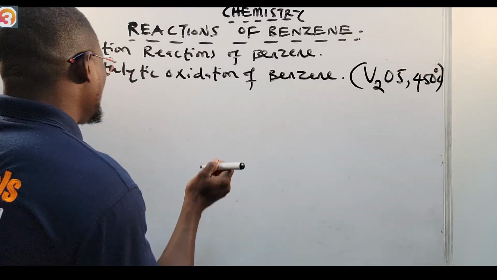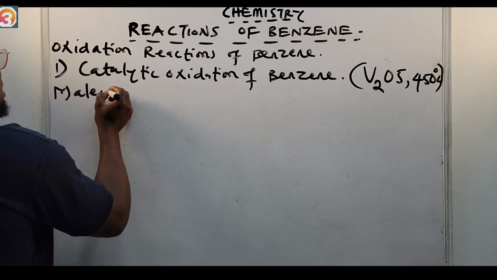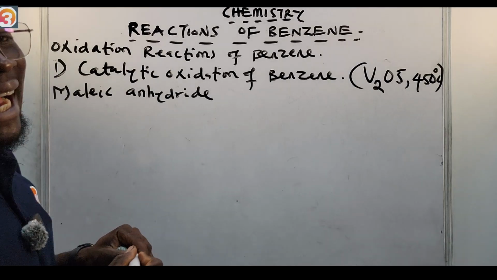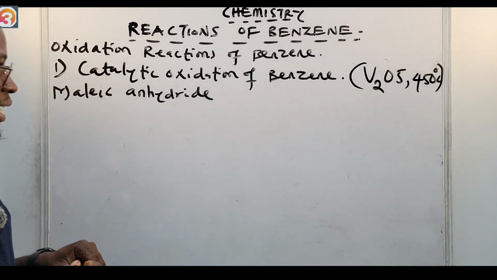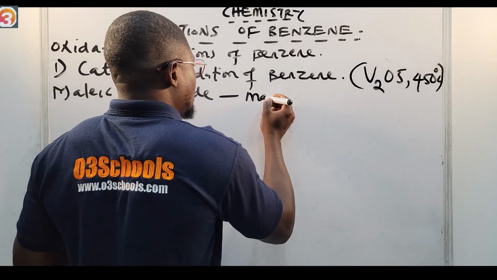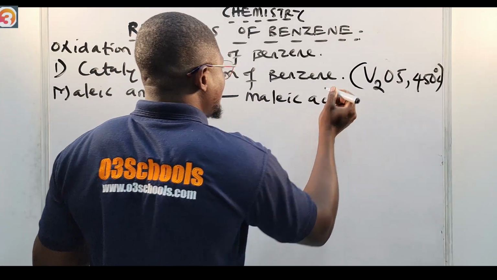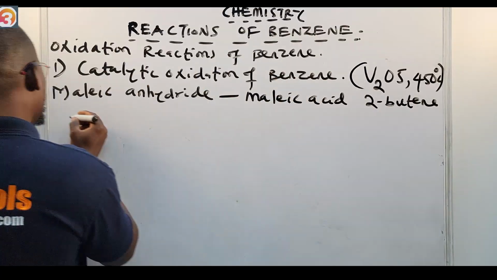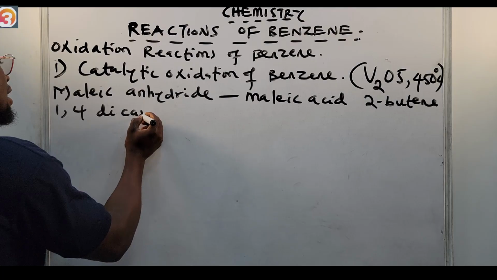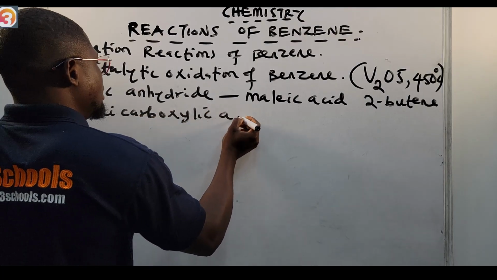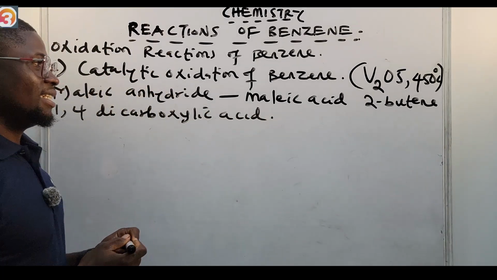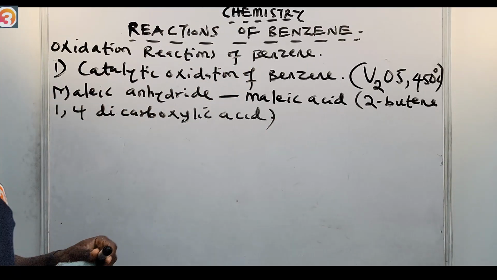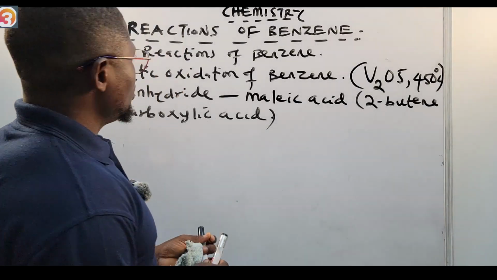The first product it gives us is maleic anhydride. On further reaction of this maleic anhydride with H2O, which is water, it now gives us maleic acid. This maleic acid is also called 2-butene-1,4-dicarboxylic acid. Please take note of that. You must take note of that. Now let us see the reaction.